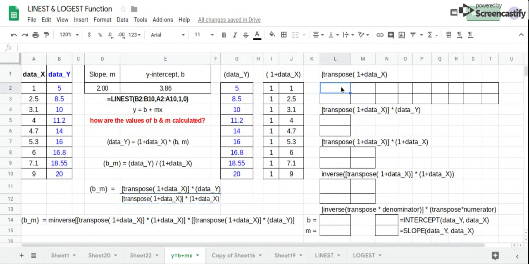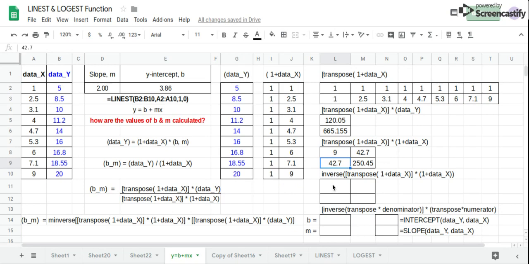So let's start with the transpose. The transpose matrix is the transpose of the denominator. Now that we have the transpose of 1 plus data x, we can multiply it directly to the numerator, which is data y. And we can also multiply the same transpose to the denominator, or its own 1 plus data x.